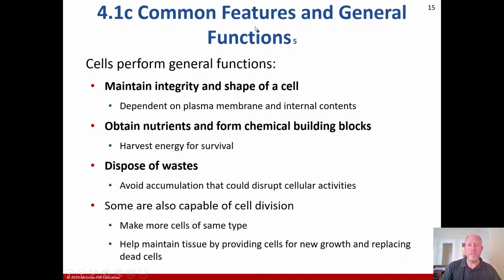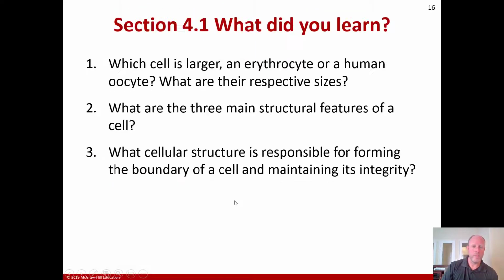As far as common features and general functions, cells perform three basic general functions. Basically, maintaining the integrity and shape of the cell, dependent upon the plasma membrane and internal contents, of course. They obtain nutrients and form chemical building blocks, trying to harvest energy for their survival, let alone the entire organ and the organism. And disposal of waste, avoiding accumulation that could disrupt cellular activities. And some are capable of cell division as well, where you make more of the same cell type, right? It helps maintain tissue by providing cells for new growth and replacing dead cells.